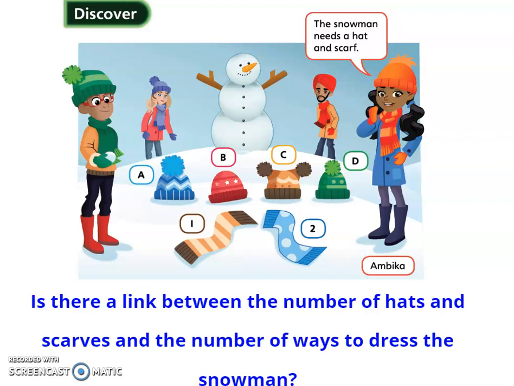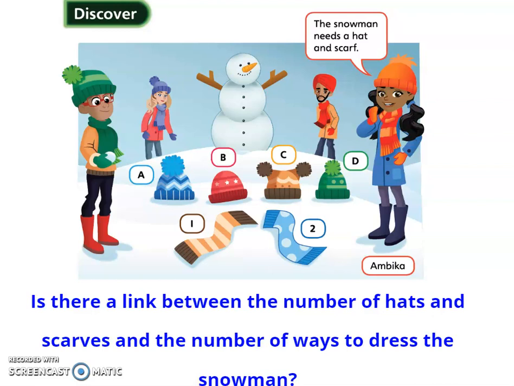So if we think about hat A being two different ways, and if I have two hats and two scarves, I've got four different ways. I can have A and 1, A and 2, B and 1, B and 2. If I look at the three hats A, B and C, again, this time I can have 6. A1 and A2, B1 and B2, C1 and C2. So for each hat, there's two different ways.